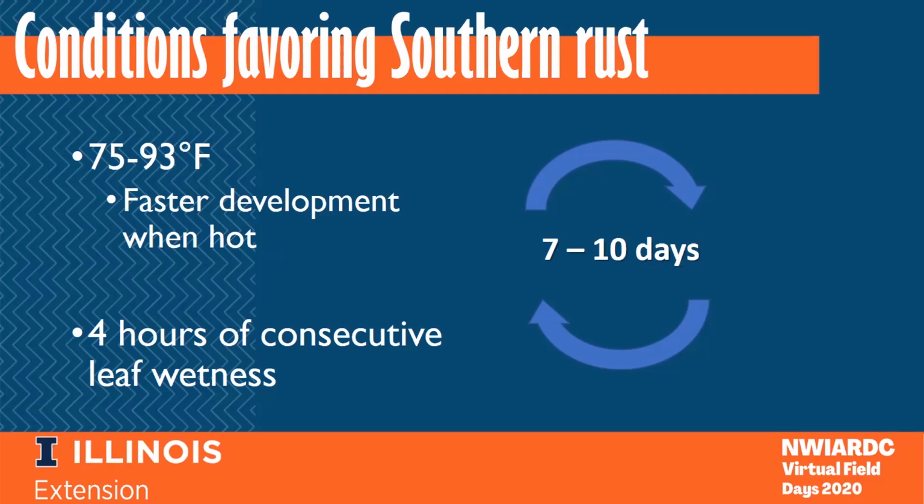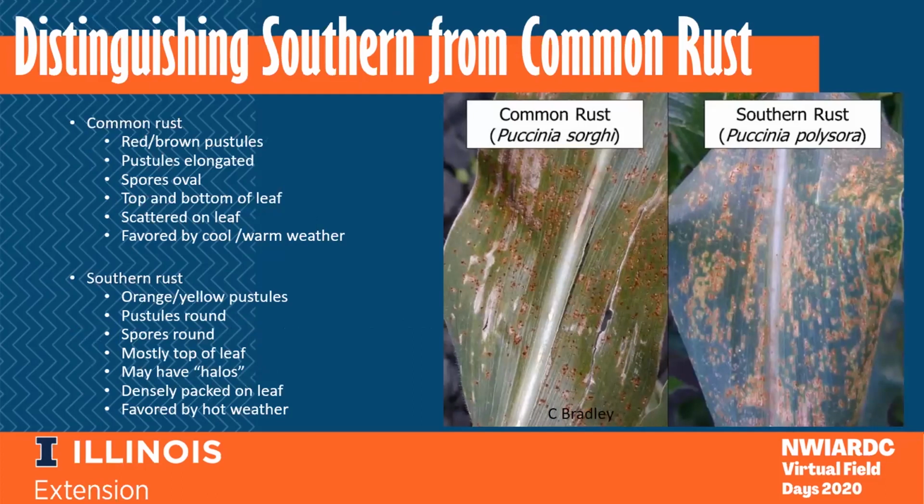If it's humid during the daytime and then it gets cool at night, you'll get that dew forming. But usually anywhere between 4 or 8 hours of consecutive leaf wetness is pretty optimal for this disease to take off. One other thing to keep in mind is that, as I mentioned, it's very similar to common rust. And common rust, as the name implies, is fairly common in this region, but it doesn't cause significant damage, as I mentioned before.